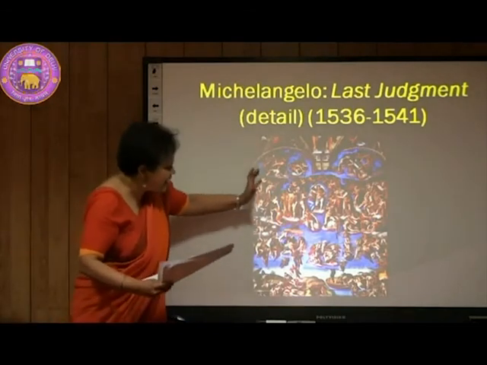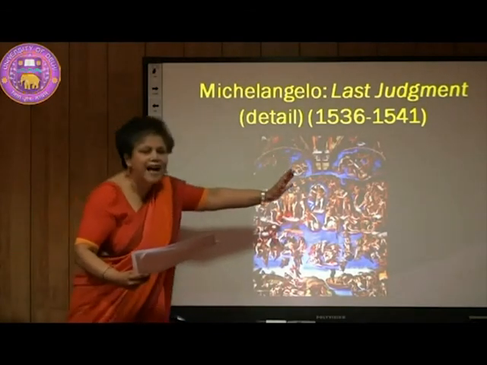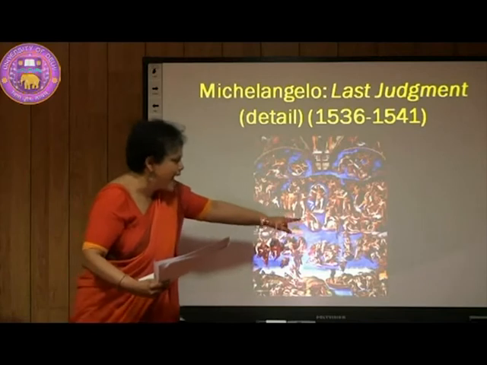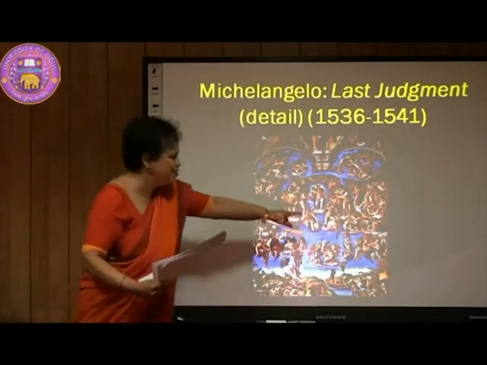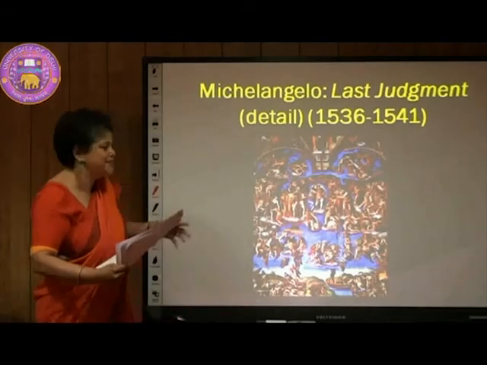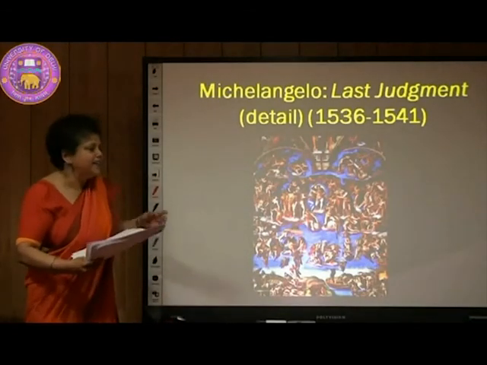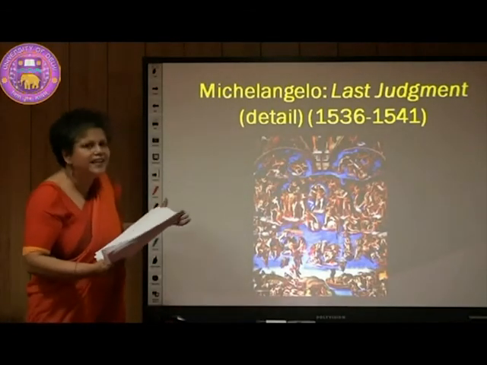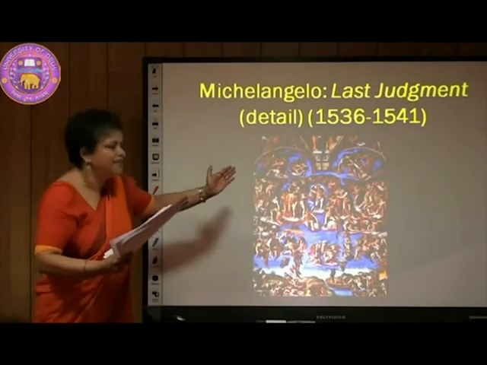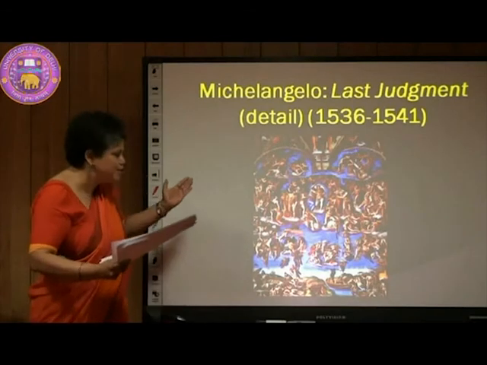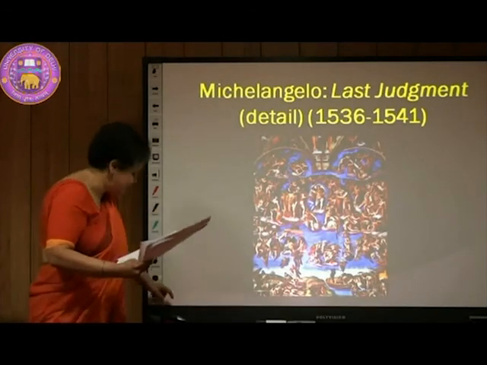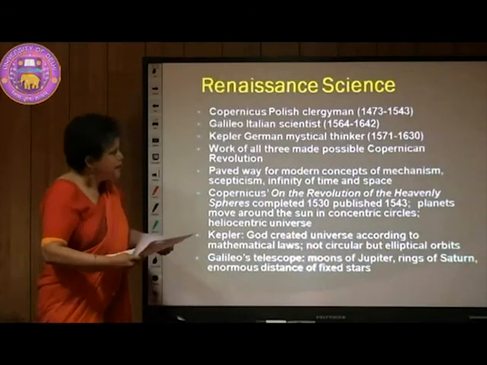And on this side you have the blessed, and on that side you have the damned. And this flayed skin is none other than Michelangelo himself. So he positions himself among the damned. And the only sort of heartening thing about this is that Christ faces the damned. Even though he has raised his hand to chastise them, he faces the damned.